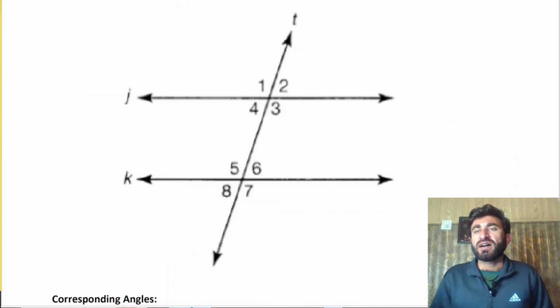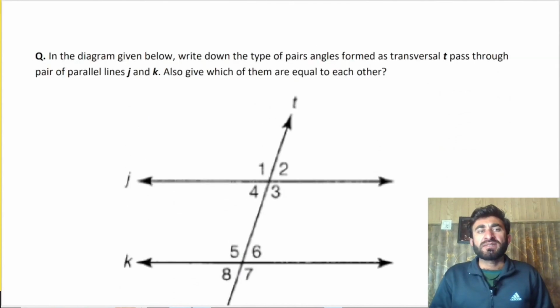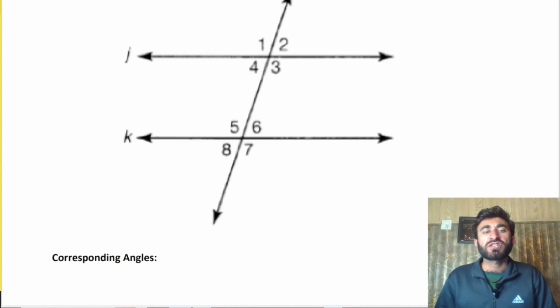Now we have a diagram in which a transversal is given, and we are to read the question. In the diagram given below, write down the type of pair of angles. Angles are mentioned as 1, 2, 3, 4, 5, 6, 7, 8. We are to mention which pairs of angles are the corresponding angles.